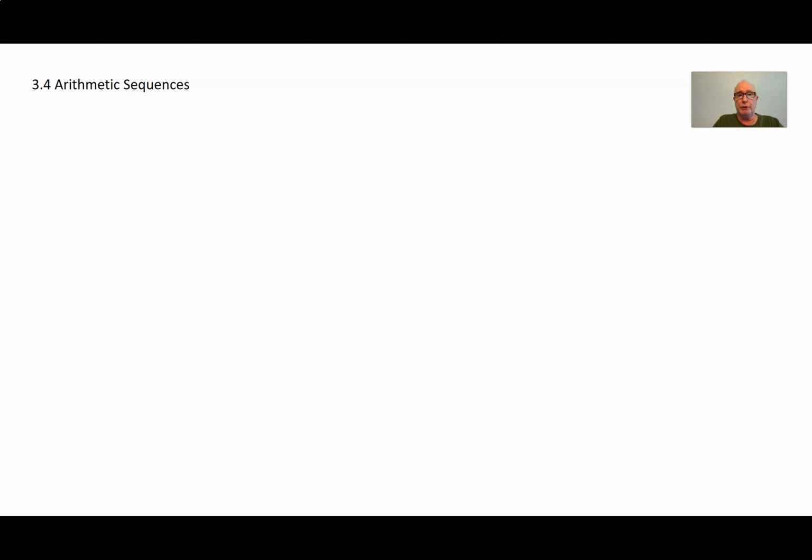Here's a quick overview of section 3.4, arithmetic sequences. An arithmetic sequence is when we're adding a constant amount every time, which we call the common difference. So if I have this sequence 3, 7, 11, 15, 19, you can see that we're adding 4 every time. So that is an arithmetic sequence, and the common difference is 4.